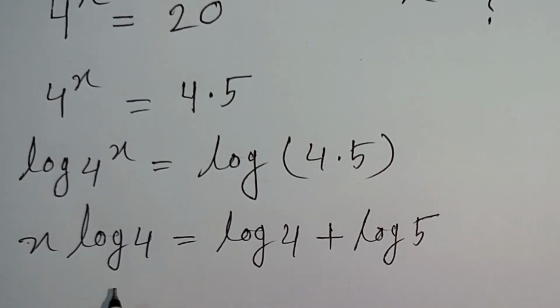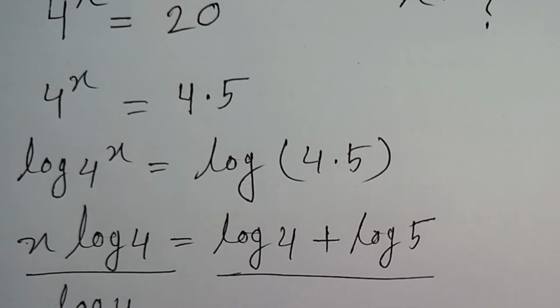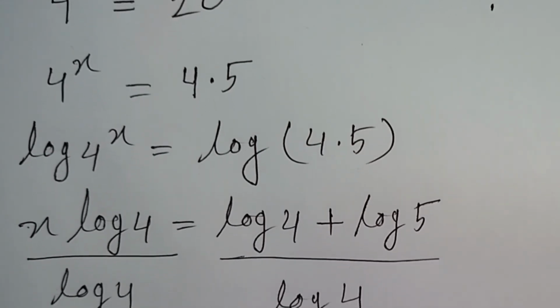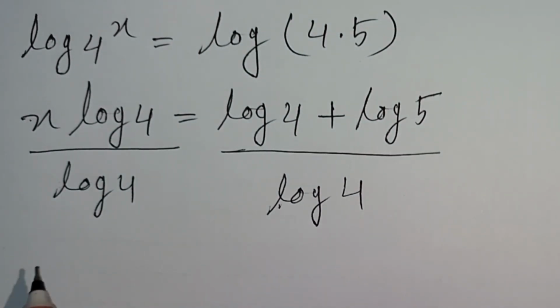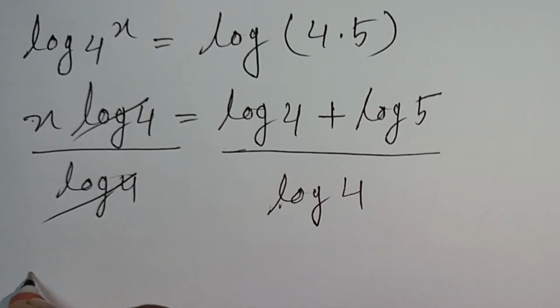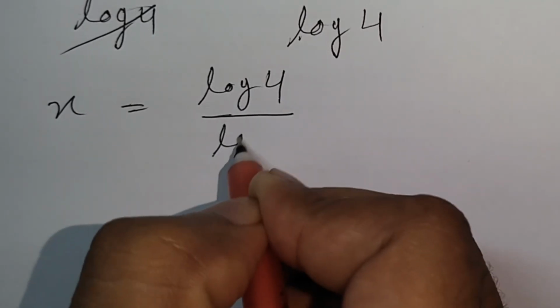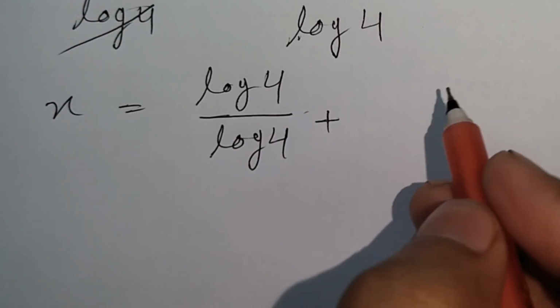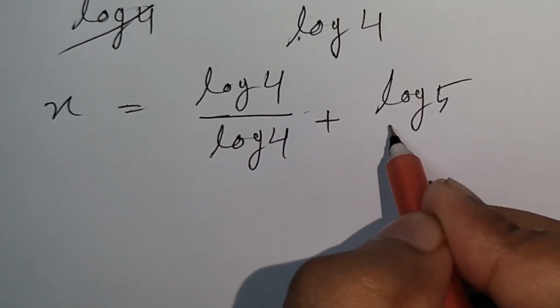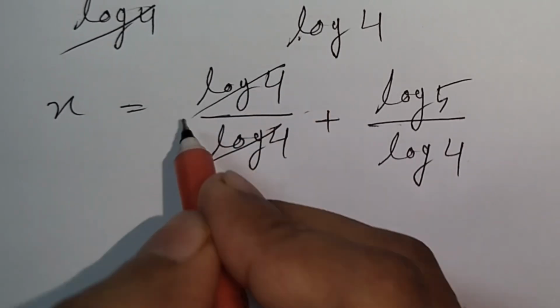Now divided by log 4 and divided by log 4. Then log 4 will be cancelled. Then x is equal to log 4 divided by log 4 plus log 5 divided by log 4. Log 4 will be cancelled.